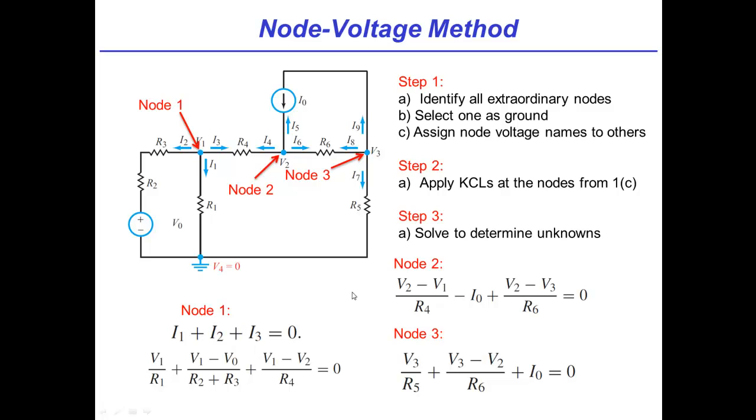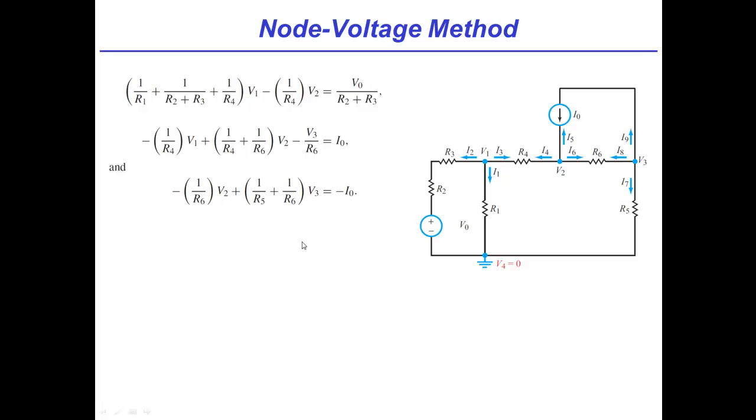Okay, so what's the last step? Well, that's just solving. So look, we've got one equation in 3 unknowns, V1, V2, V3, because V0 is known. And here's the second equation, and here's the third equation. And so you can solve this however you want, right?